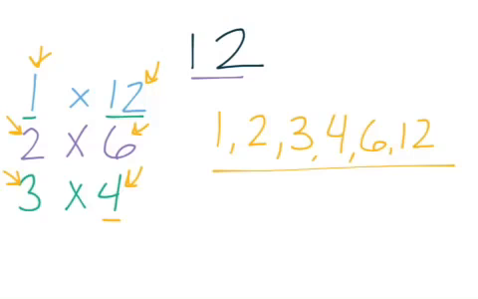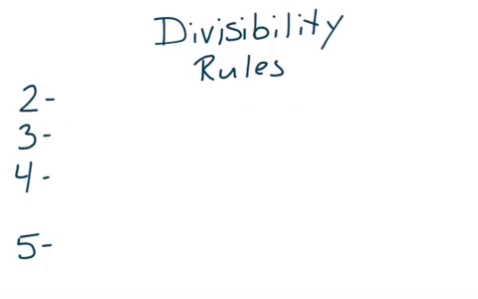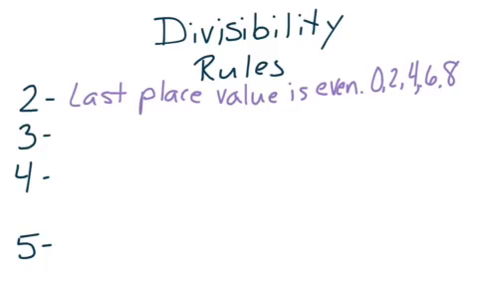Okay, now let's take a look at our divisibility rules, and we're going to talk about how our divisibility rules can help us in finding the factors of our number. We're going to start with the rule for 2. If the last place value is even, that means if it's 0, 2, 4, 6, or 8, then our number is going to be divisible by 2. So if we look back at our number 12, our last place value would be our 2. Since our ones place is even, the number 12 is going to be divisible by 2.